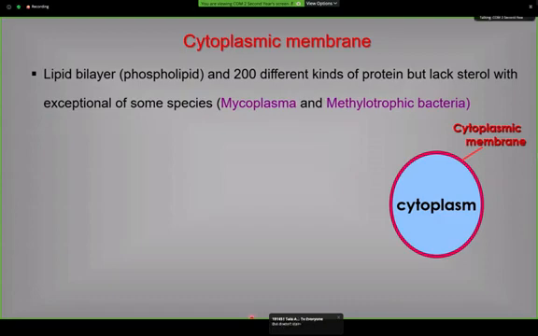Again, there is an exception. Mycoplasma, considered one of the microorganisms, lacks sterol. Where did we discuss sterol? Do you remember? Eukaryotes. When we talked about the difference between eukaryotic and prokaryotic.